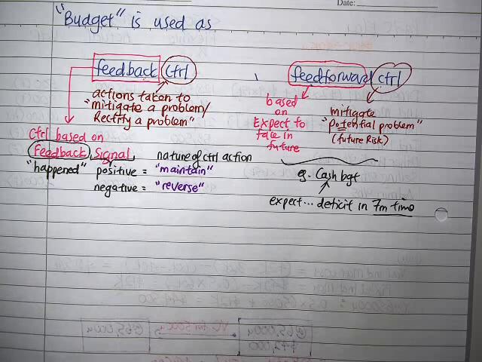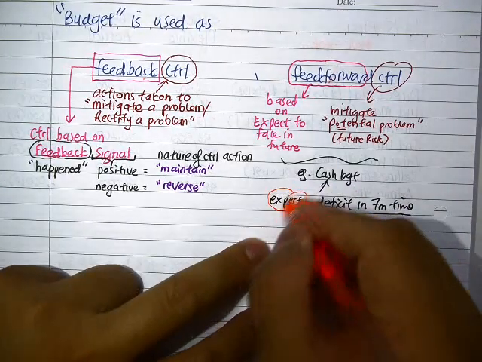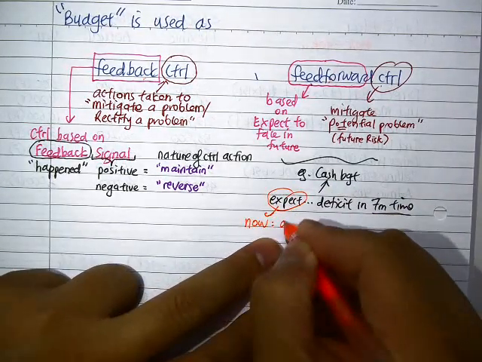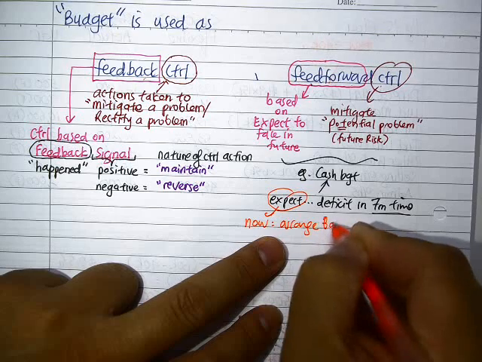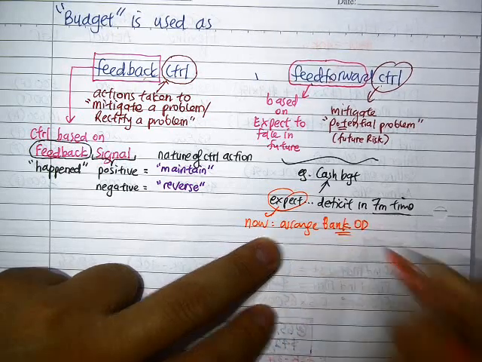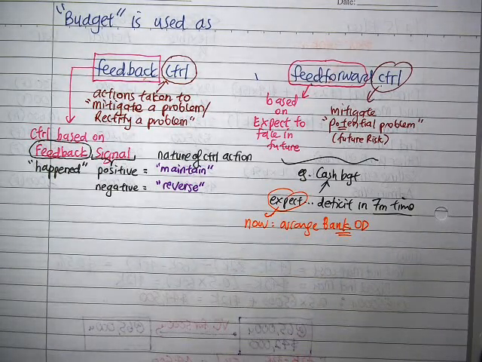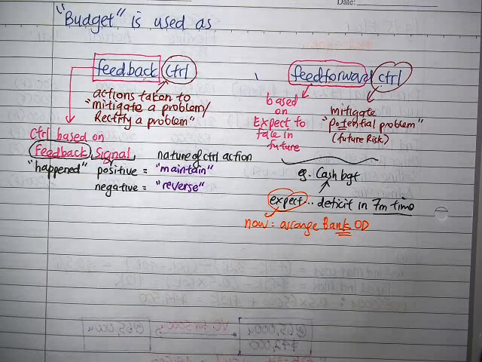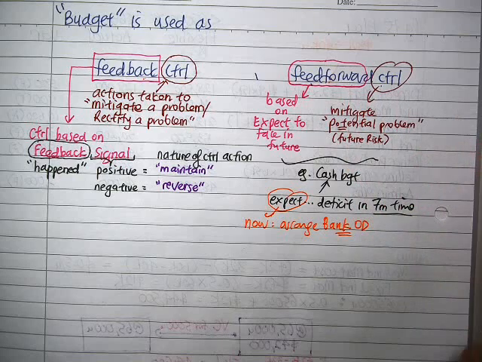Now these are all examples of things you do now. You don't wait until then only you do. So that's why when you expect this, now you will arrange for a bank overdraft. Now that's what you do now for a future problem. Now again class, what do you call that? Feed-forward control. Okay?